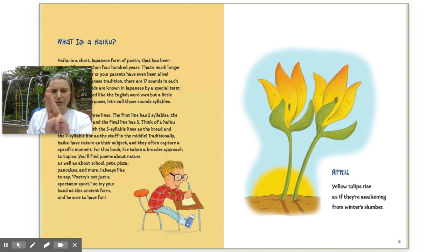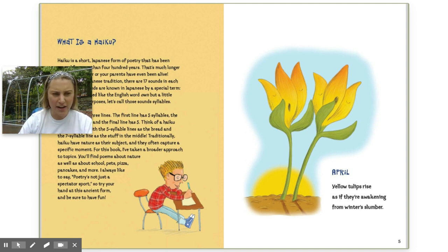Yellow tulips rise. Yup, that's 5. As if they're awakening. That's 7. From winter's slumber. That's 5.